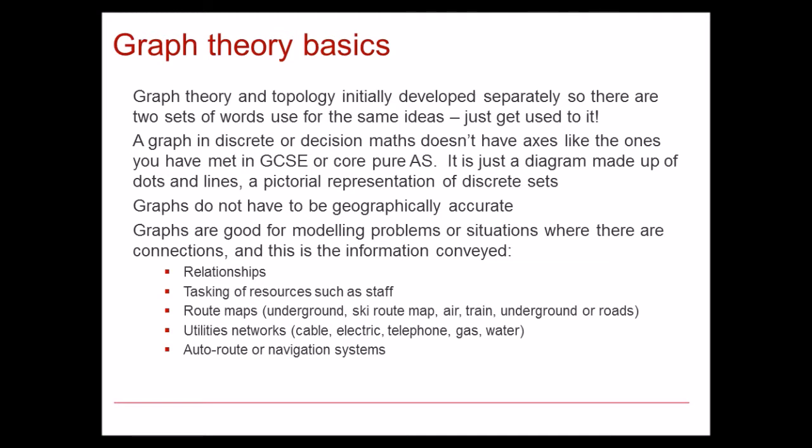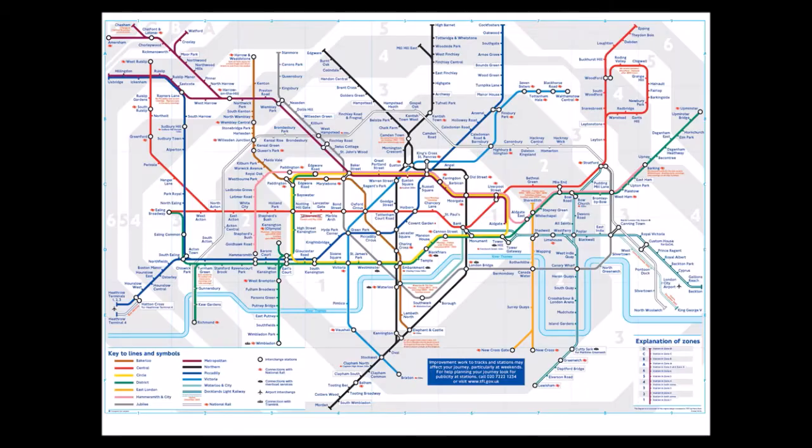Graphs are good for modelling problems or situations where there are connections, and this is the main information conveyed. We've already talked about relationships, but they can also be used for tasking resources such as staff, for route maps, for utilities networks, or for autoroute or navigation systems. Here is an example of a graph which you may be familiar with, the London Underground. The routes and connections between the stops are shown, but the distances are not accurate.